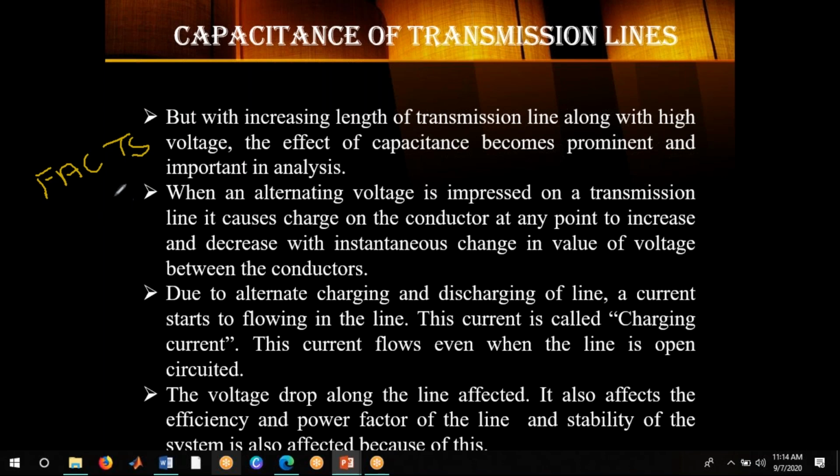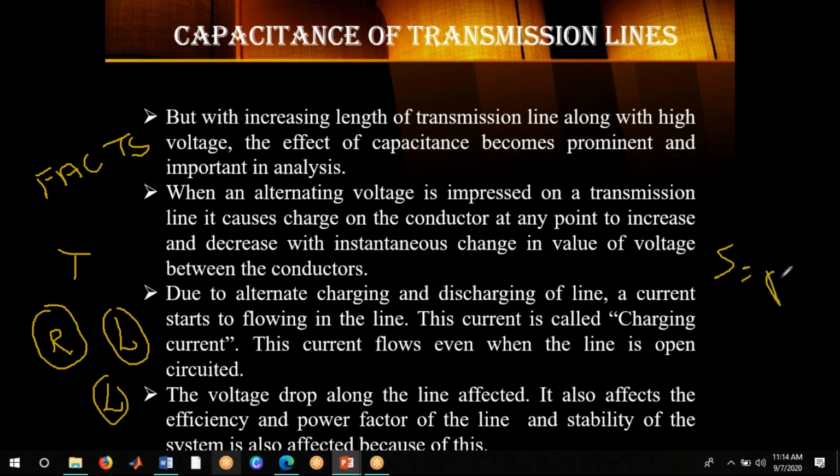FACTS devices are used in transmission lines for reactive power control. Reactive power control is needed when losses occur in the transmission line and when the load is changing in the transmission line. Due to these two reasons, the reactive power will be changing in the transmission line. Generally, the generated power is equal to P plus jQ. It is called complex power, a combination of real and reactive power. In a transmission line, comparing the two, real power and reactive power, most of the changes occur in the reactive power.